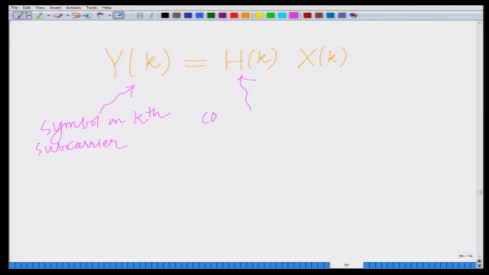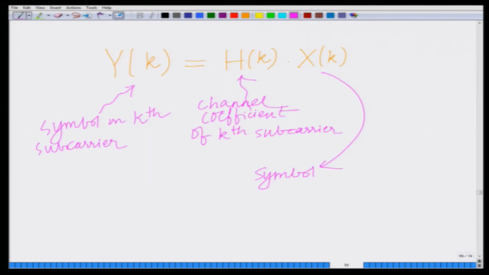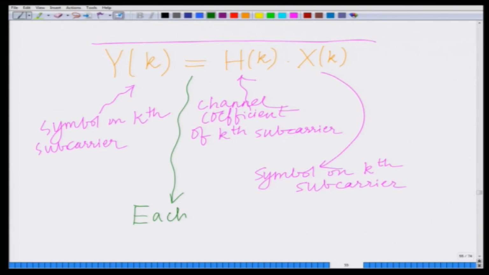Hk is the channel coefficient of the kth subcarrier, and Xk is the symbol that is transmitted on the kth subcarrier, and therefore, now you can see that each subcarrier is experiencing flat fading.